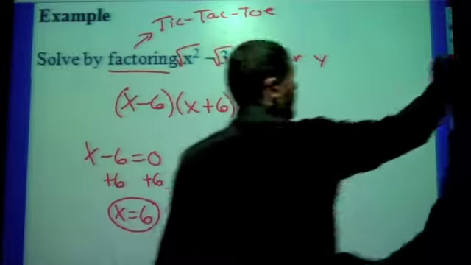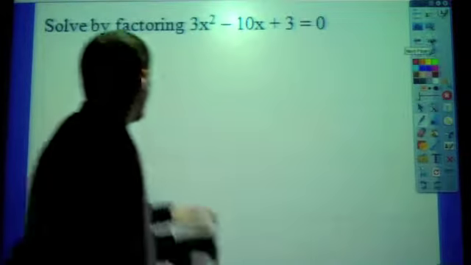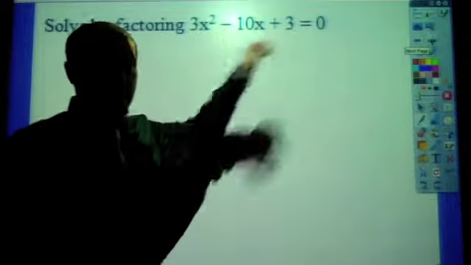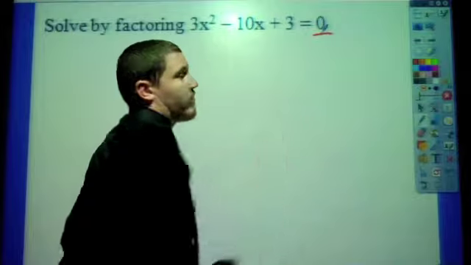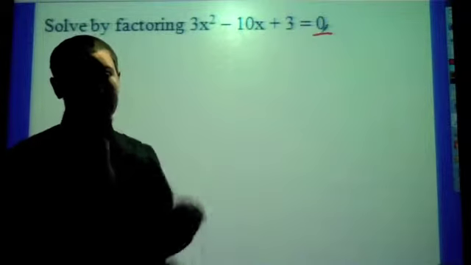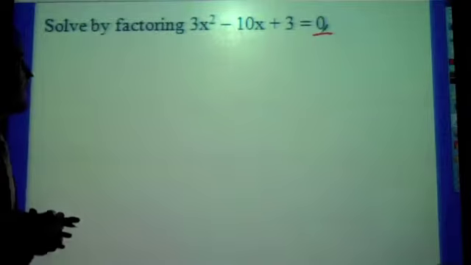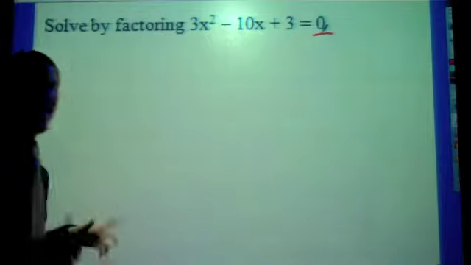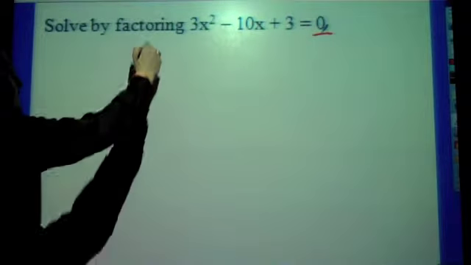Second example. 3x squared minus 10x plus 3 equals 0. First we notice that it equals 0 so that I can go ahead and factor it. Second, I look and realize this is not a special situation, so I have to use the tic-tac-toe here. Remember, the first thing I should look for is a GCF. 3, 10, and 3. There's no GCF, so I'm going straight to tic-tac-toe.